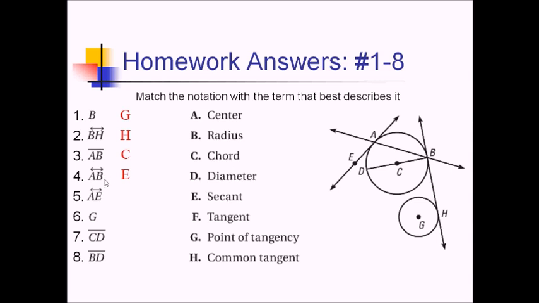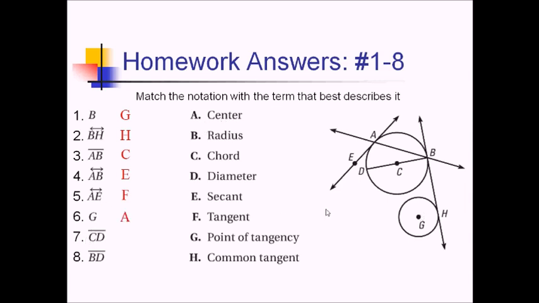Next, we take a look at line AE. That's this line right here. That is just a tangent line. So F, because that's just touching the circle once here. And then point G, that's this point right here. That's the center of a circle, so choice A for that.